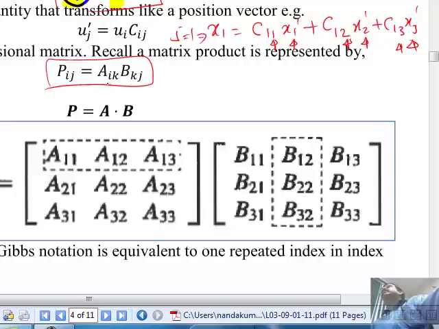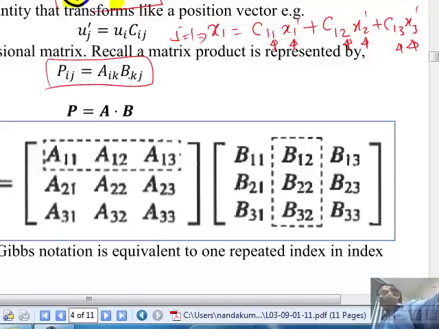Zero indices is a scalar, one is a vector, two is a second order tensor, three is a third order tensor, four is a fourth order tensor, etc. There's nothing like a first order tensor. A first order tensor is a vector. A zeroth order tensor is a scalar.